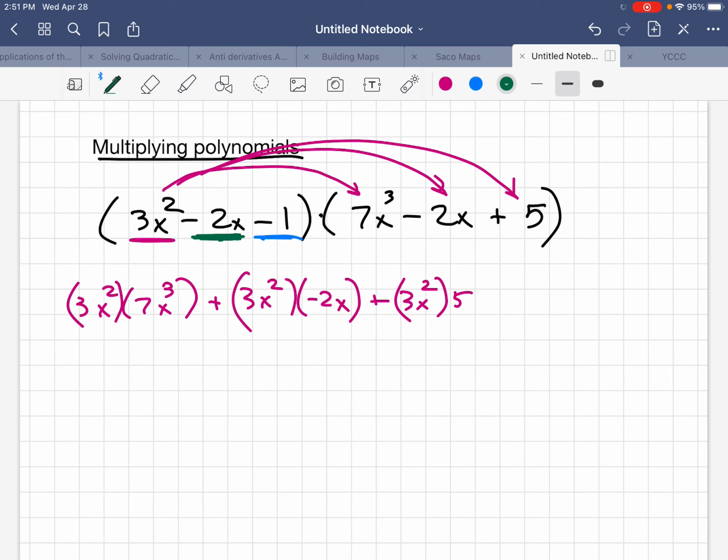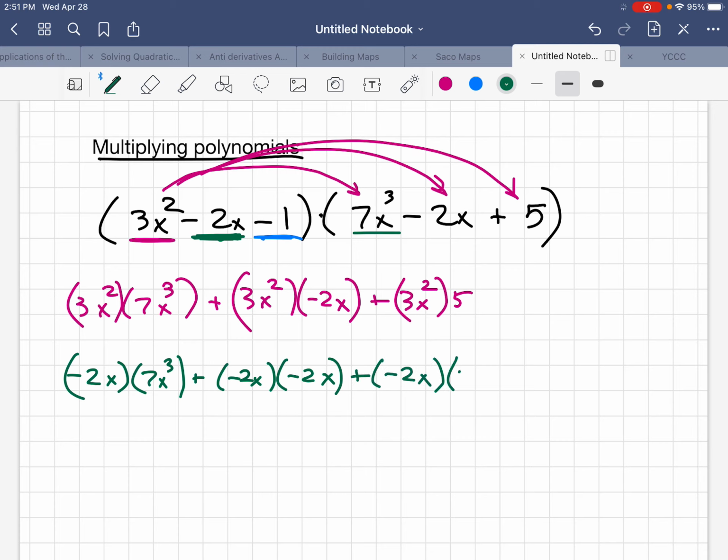I'm going to do negative 2x times the 7x to the third. So you're going to see these 3 are going to repeat 3 times. 7x to the third plus negative 2x times negative 2x. Look at that. Plus negative 2x times the positive 5. And then again, same thing for the negative 1 times those. Negative 1 times 7x to the third. Negative 1 times negative 2x. And negative 1 times 5.